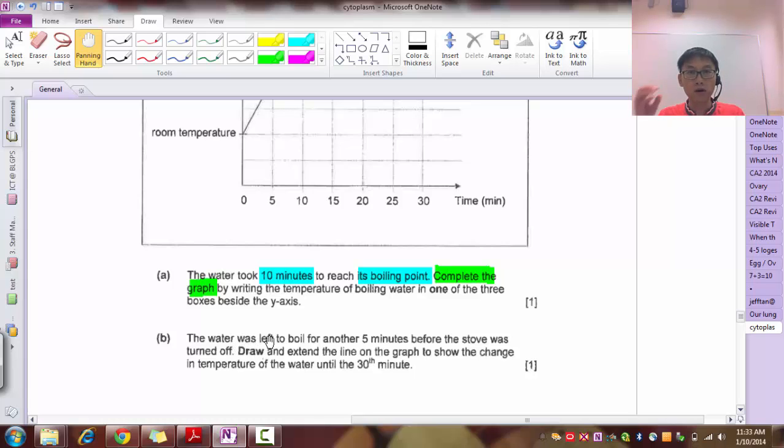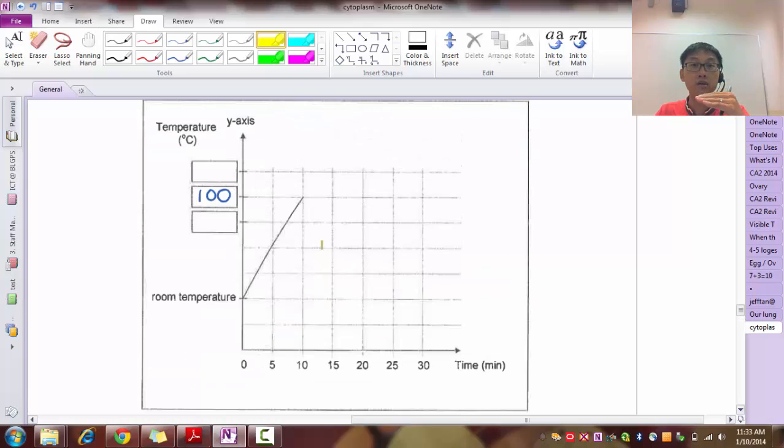Water was left to boil for another 5 minutes before the stove was turned off. So here you need to draw and extend the line on the graph. You're supposed to continue on from the graph here to show the change in temperature of water until the 30th minute. So some key information here: boil for another 5 minutes. So concept here, when water is boiling, does the temperature keep going up? No, you should know during the boiling process, temperature remains constant at 100 degrees. It doesn't go up. So boil for another 5 minutes, right?